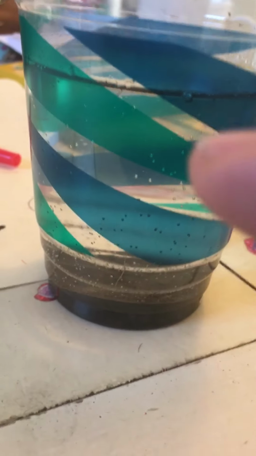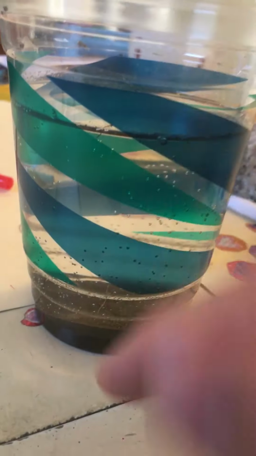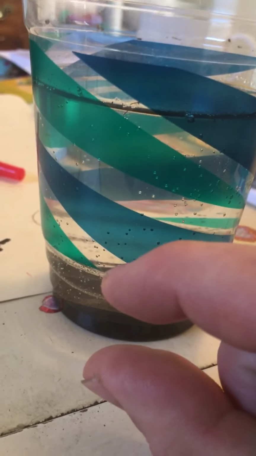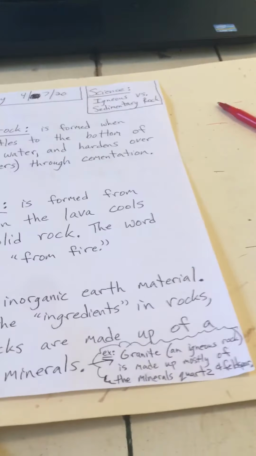And over thousands of years, that is going to harden because of the weight of the water and the weight of gravity pulling down on it. And it's going to harden into a sedimentary rock. And that's where sedimentary rocks are formed. Okay, that's how they are formed.